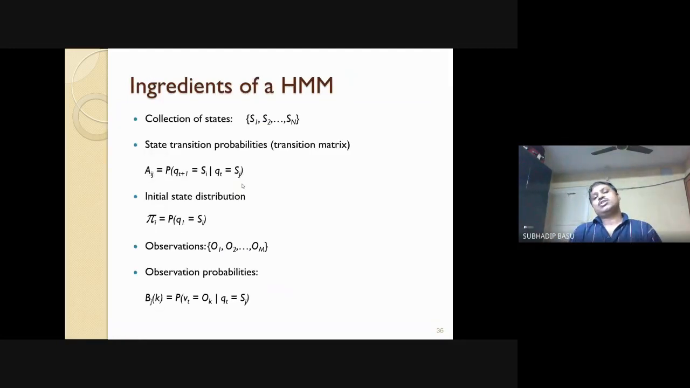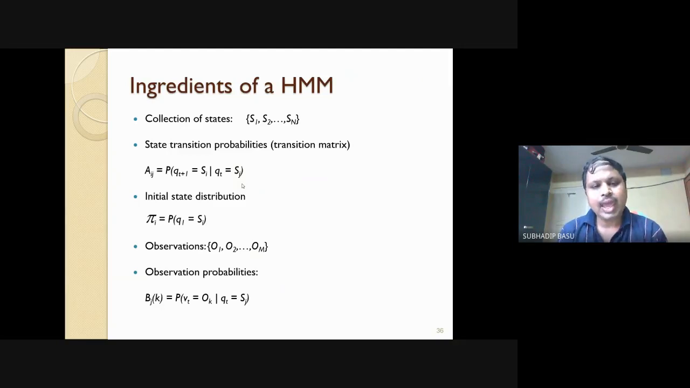So what are the ingredients of an HMM? We have some collection of states. For example, you have n number of states, S1, S2, S3 up to Sn. And you have state transition probabilities. State transition probabilities means that given state Qt equals Sj, what is the probability that you will land into state Qt plus 1?